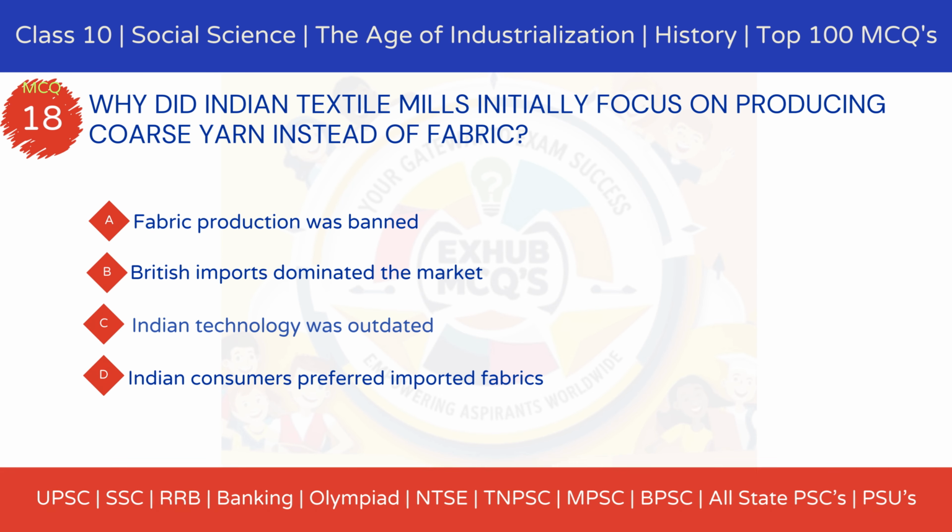MCQ 18. Why did Indian textile mills initially focus on producing coarse yarn instead of fabric? Option A, fabric production was banned. Option B, British imports dominated the market. Option C, Indian technology was outdated. Option D, Indian consumers preferred imported fabrics.